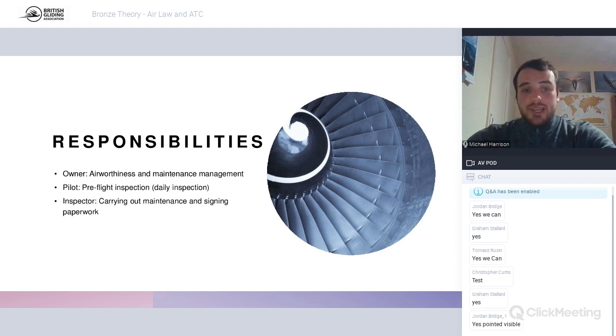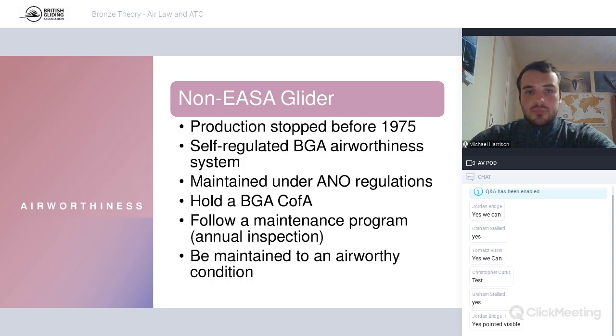And finally, you have the inspector. Now, the inspector has to have a qualification to be an inspector, and they are responsible for actually performing maintenance on the glider and signing the paperwork. So that means signing certificates of release for service, signing the glider's logbook, etc., to keep the glider's paperwork in order. So here are some more detailed requirements for non-EASA gliders.